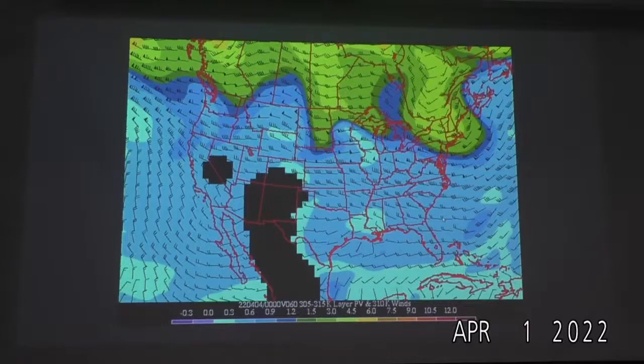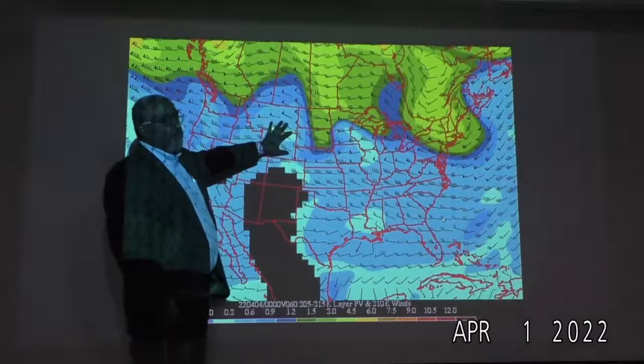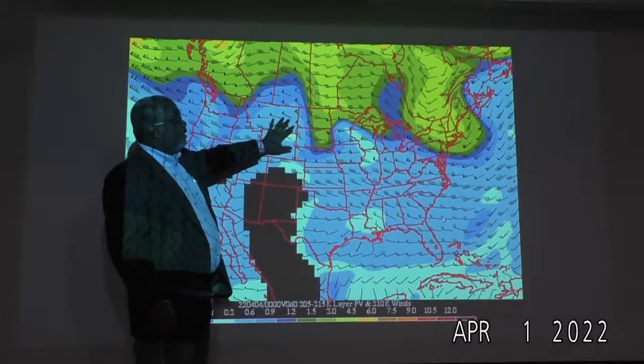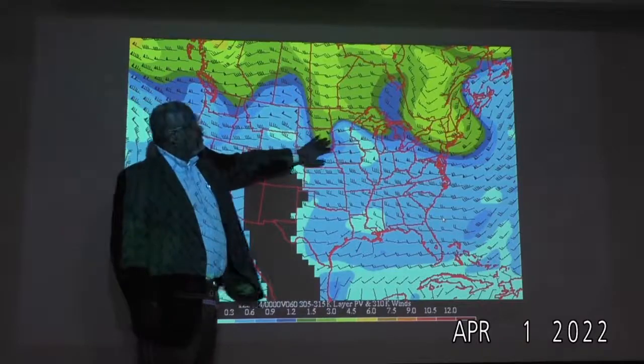Yes, Greg? That 310K surface should be pretty close to the ground over the high plains. Yeah, but if you look even further up one other isentropic level, 10 degrees K further up, you also see this.